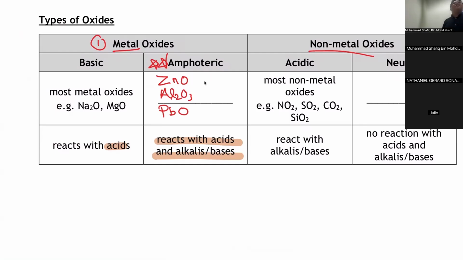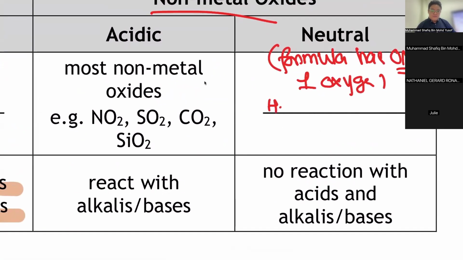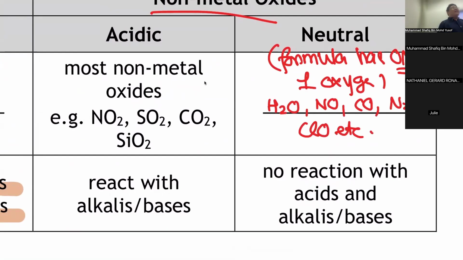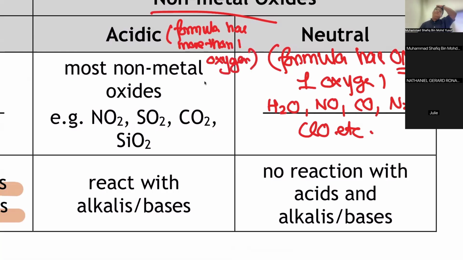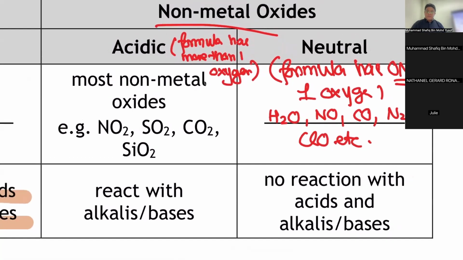Okay, it's based on the number of oxygen atoms. If there's only 1 oxygen in the formula, you fall under neutral oxide. So I repeat, if the formula has only 1 oxygen, for example water, NO, CO, N2O, ClO, etc. All these formulas have only one oxygen. If you have one, you fall under neutral. If you have more than one, you fall under acidic. Let me write: formula has more than one oxygen in this case. Okay, so that's it for the oxides.